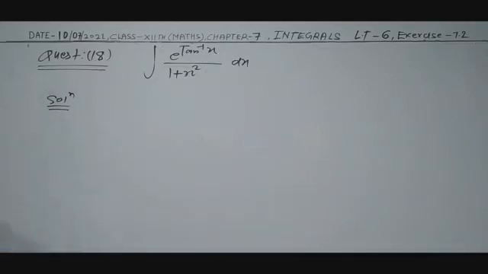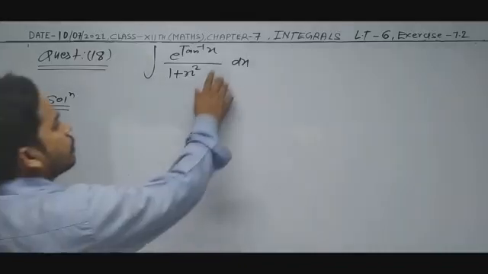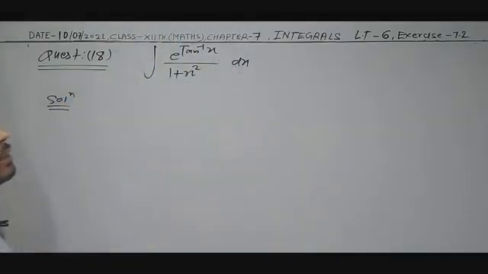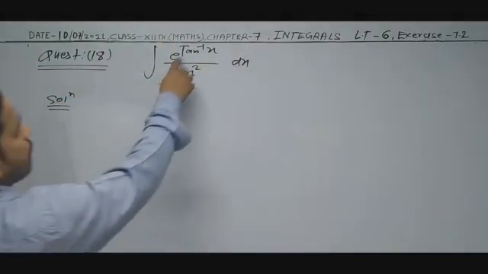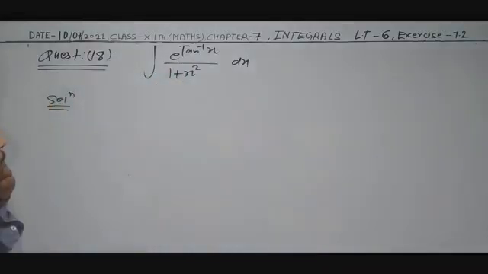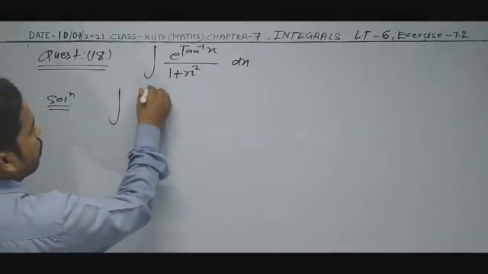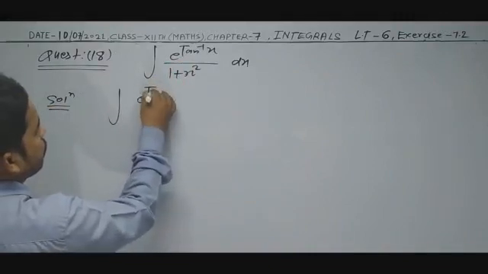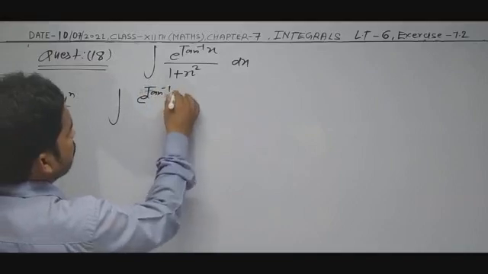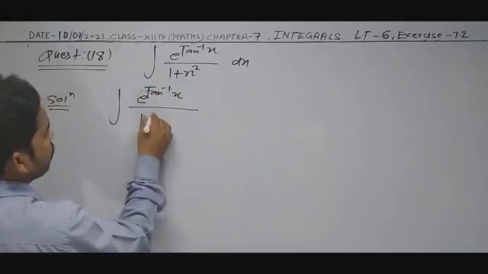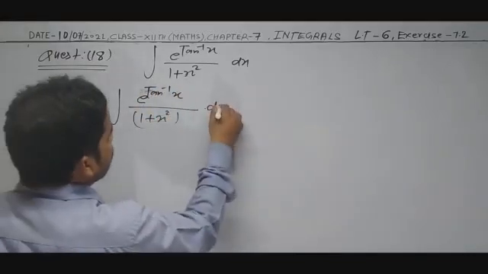Question number 18 is integration of e to the power tan inverse x whole upon 1 plus x square dx. This type of question, you will find the function whose differentiation is given in the same function. So tan inverse x, whose differentiation is 1 upon 1 plus x square. So first of all write the function e to the power tan inverse x whole upon 1 plus x square with dx.